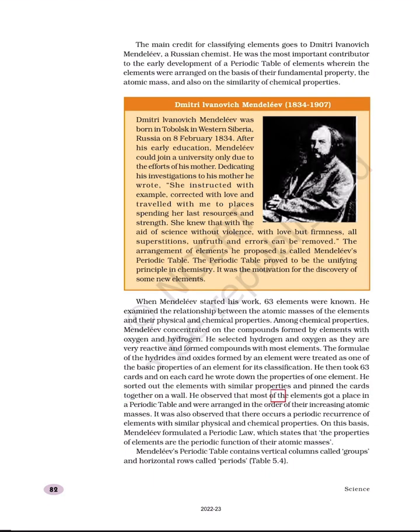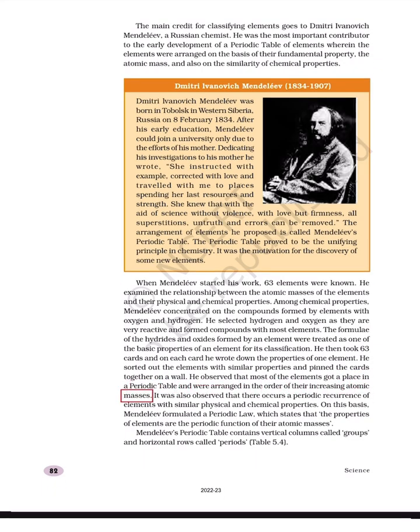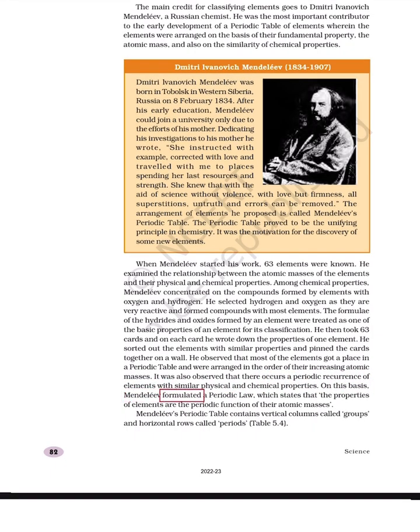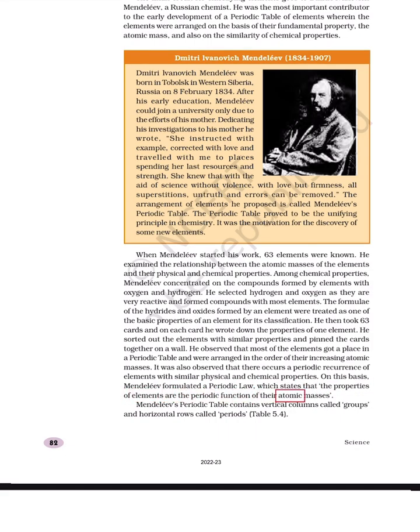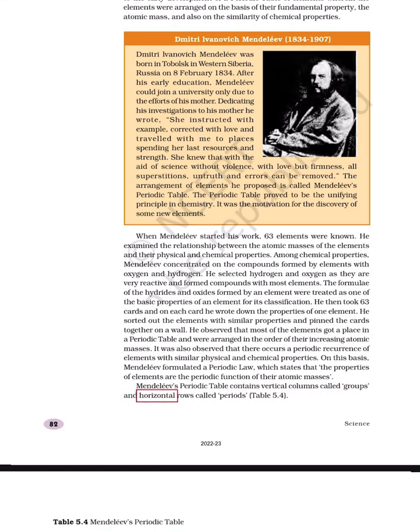He observed that most of the elements got a place in a periodic table and were arranged in the order of their increasing atomic masses. It was also observed that there occurs a periodic recurrence of elements with similar physical and chemical properties. On this basis, Mendeleev formulated a periodic law, which states that the properties of elements are the periodic function of their atomic masses. Mendeleev's periodic table contains vertical columns called groups and horizontal rows called periods.